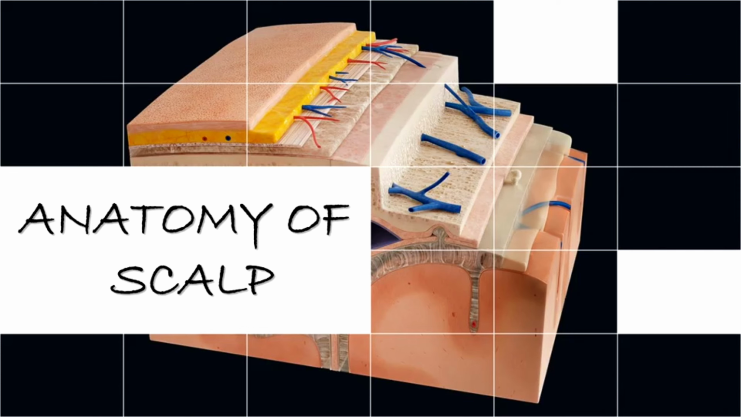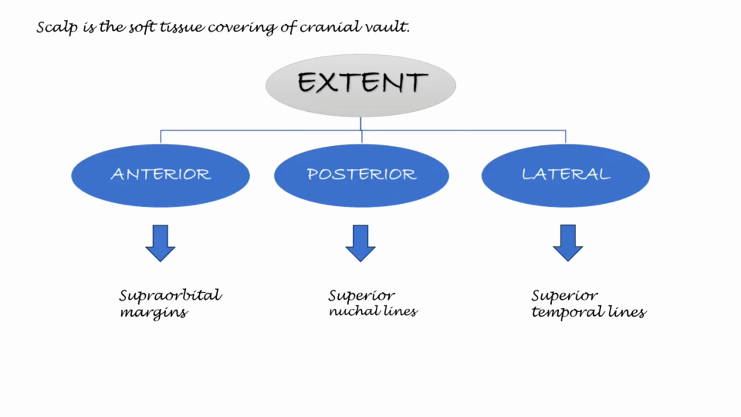Scalp is the soft tissue covering of the cranial vault. Cranial vault is nothing but the top of your skull. Scalp extends anteriorly to supraorbital margins, posteriorly to superior nuchal lines, and laterally to superior temporal lines. I'll be demonstrating the landmarks in the next slide.